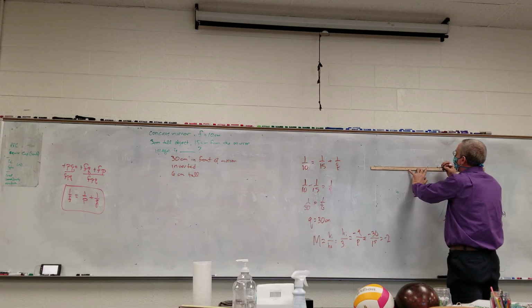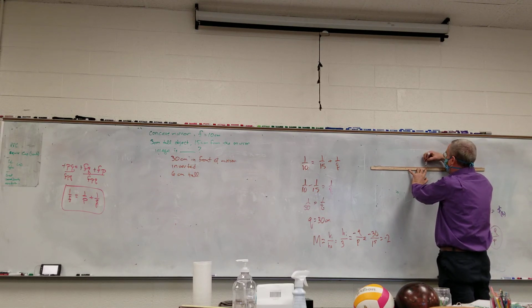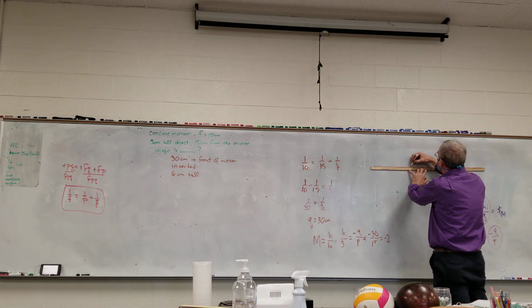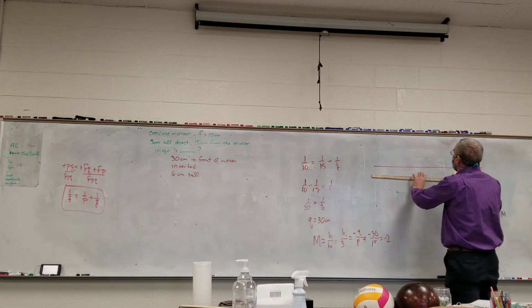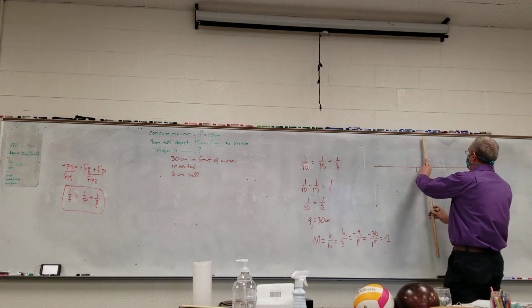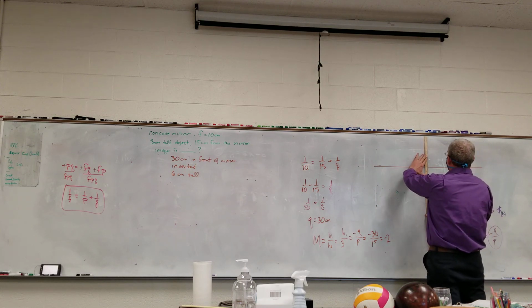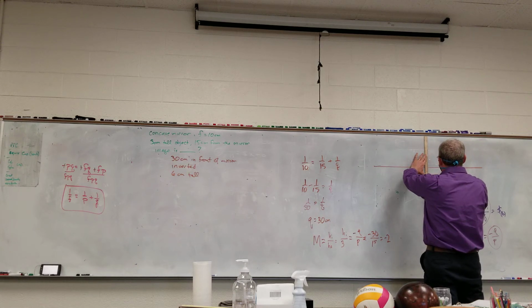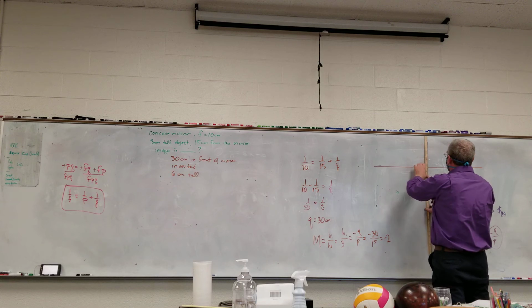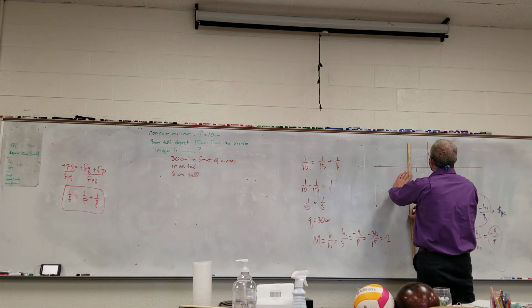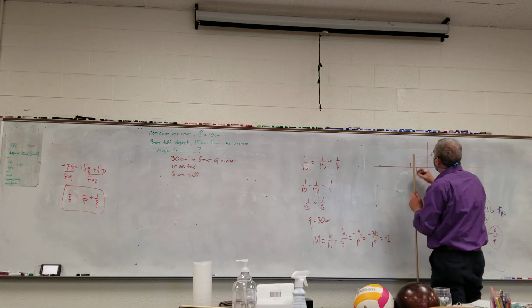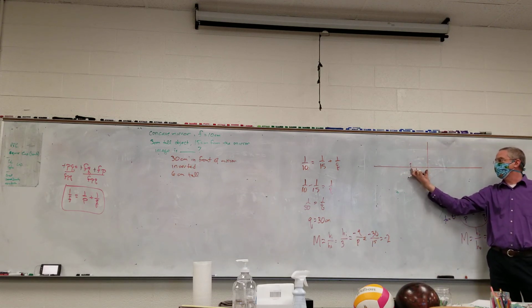So I'm going to put my mirror there. The object is 15 centimeters from it. So that's where the object is, and that's where the focal length is. There's my focal point. That's my mirror. My object is 3 centimeters tall. So there's my object, 3 centimeters tall, 15 centimeters in front of the mirror, and my focal point is 10 centimeters away.